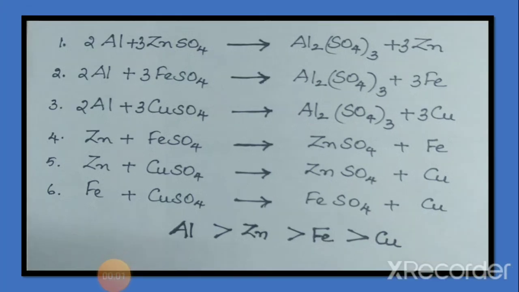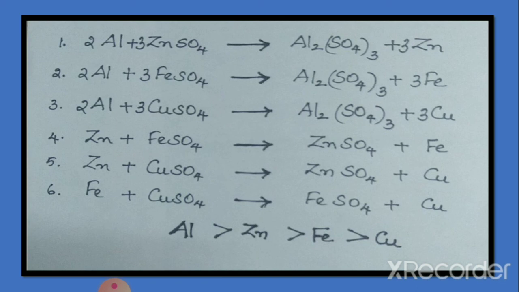Consider the fourth equation. Here, the pale green color of ferrous sulfate solution changes to colorless due to the formation of zinc sulfate solution. A deposit of iron will also be obtained. Consider the fifth equation. Here, the blue color of copper sulfate solution changes to colorless due to the formation of zinc sulfate solution. A reddish brown deposit of copper will also be obtained.